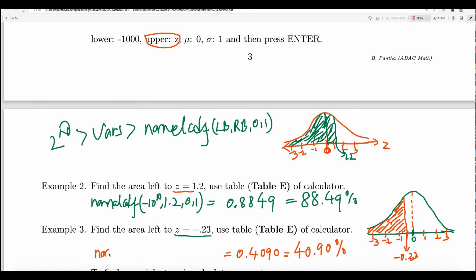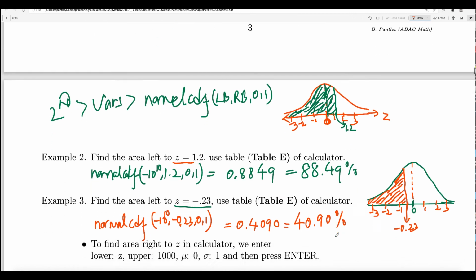So what is the calculator syntax for the TI-83 calculator? It is normal CDF, then negative 10 to the 10, or 99, that's fine, then negative 0.23. That is the left bound and right bound of the shaded region, and then 0 and 1 are the default values for the z distribution. If the mean and standard deviation are different from 0 and 1, the question will tell you, and you will enter those values there. That's what you get.